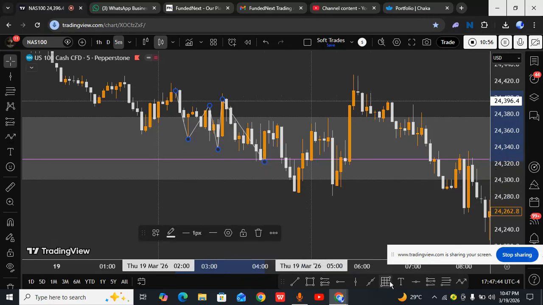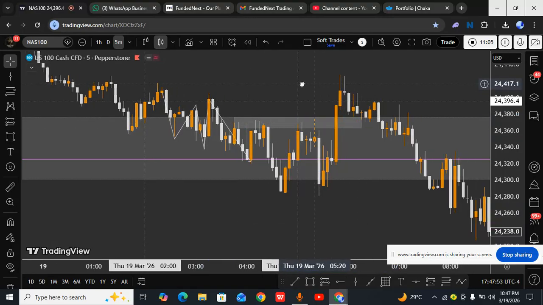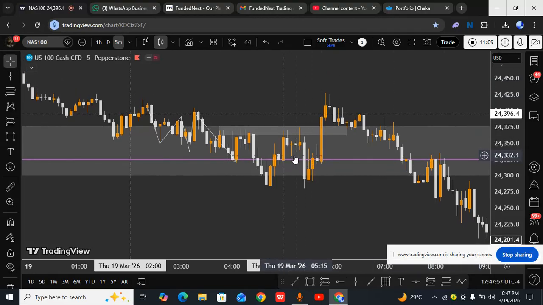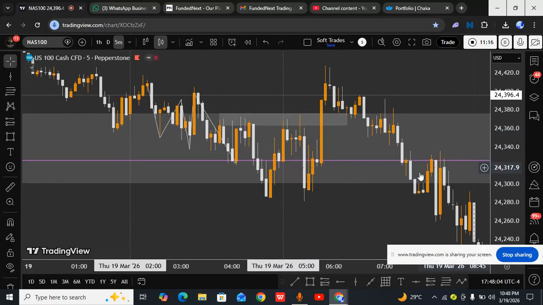So what I was waiting for was to see, I was looking for a CISD entry. So what I was looking for was to see price close above this zone over here. But this was what happened. The setup later came, we later had this close over here. Later had this close over here.